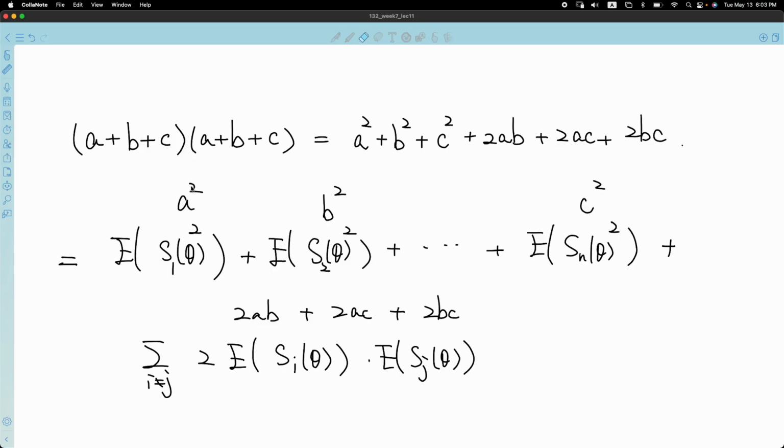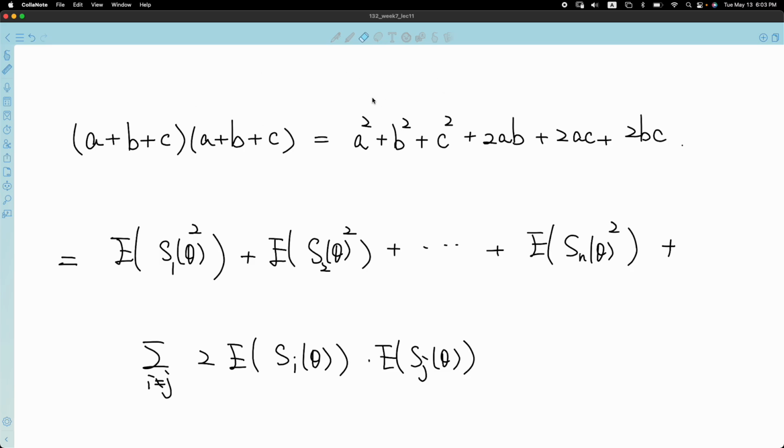Any questions or comments? I'm also distributing the expectation to the expectation of a squared, expectation of b squared, expectation of c squared, expectation of 2ab and 2ac.